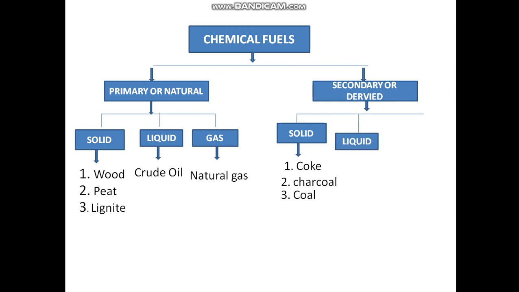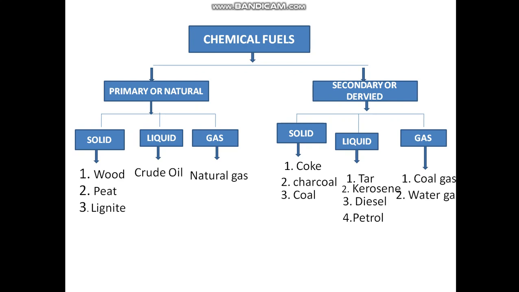The second is the liquid fuels. Examples are tar, kerosene, diesel and petrol. Now the gaseous fuels: coal gas, water gas, biogas and oil gas. So this is the chart where we can see the chemical fuels divided into primary or natural, and secondary, which is derived from the primary, so it is called derived. In both we can see solid, liquid and gas, and we have seen the examples. Now what are the properties of fuel?